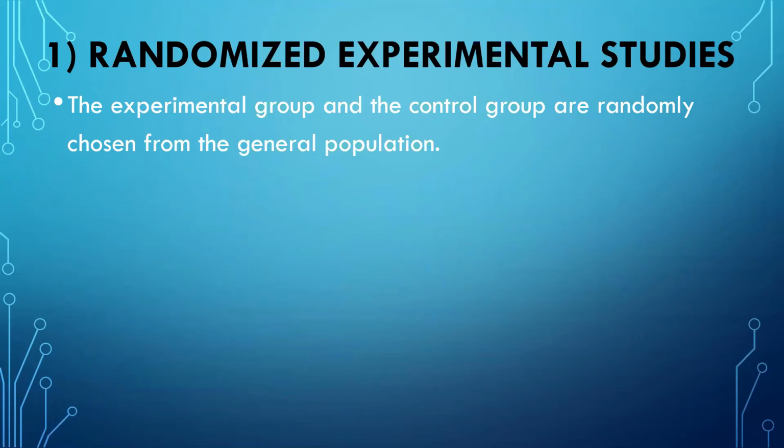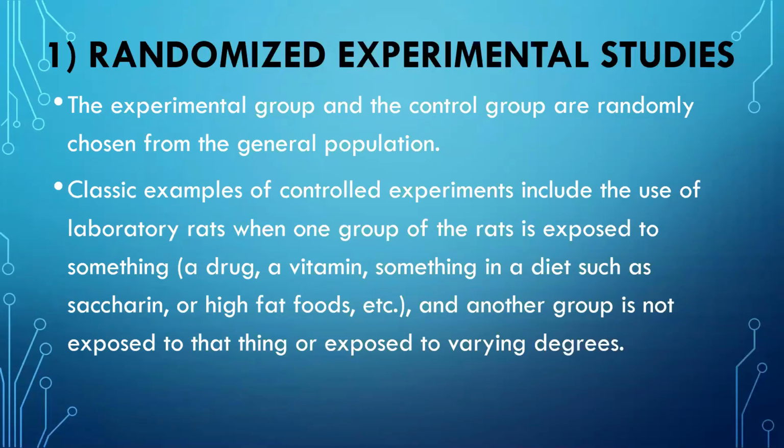The experimental studies that are randomized have an experimental group and a control group. And these are randomly chosen from the general population. A classic example of this kind of experiment would be those that use lab rats. So one group of the rats is exposed to something, for example, a drug or a vitamin or something in a diet such as saccharin or radon or any number of things, and another group is not exposed to that thing, or possibly exposed to varying degrees, so you might have multiple groups exposed to various degrees.